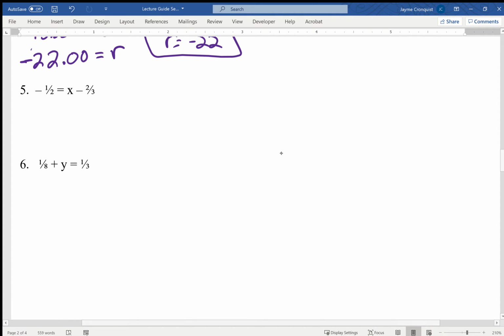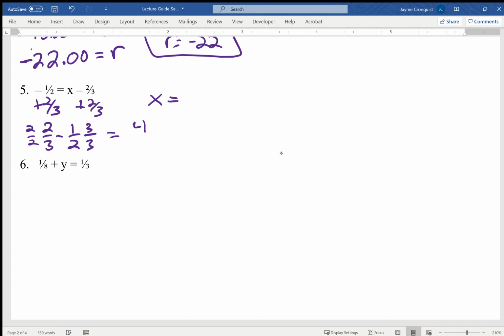All right, we're going to add 2/3. Now, I need a common denominator to do this, because I have 2/3 minus 1/2. So I'm going to multiply the second term by 3 over 3 and the first term by 2 over 2. This is going to give me 4 minus 3 over 6. 4 minus 3 is 1, so I have 1/6. So x is 1/6.